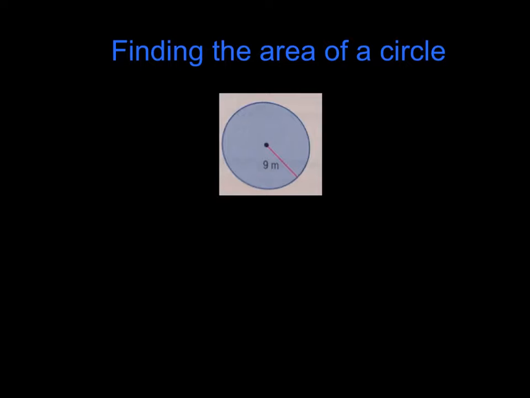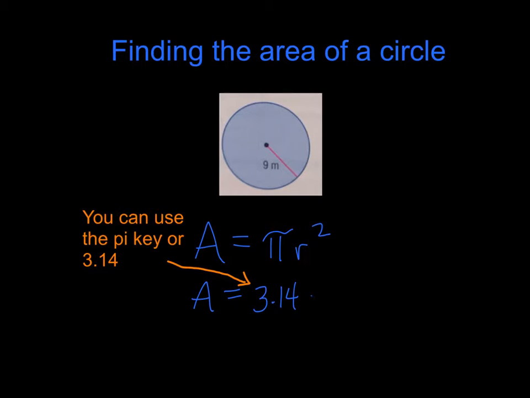So let's start by finding the area of this circle. The first thing I'm going to do, and the first thing I want you to do, is write out the formula. Okay, so area equals pi r squared. Now I'm going to just plug in my numbers. I'm looking for the area. I know that pi equals 3.14 times the radius, which is right here. It gives me 9. So I'm going to take 9 squared.